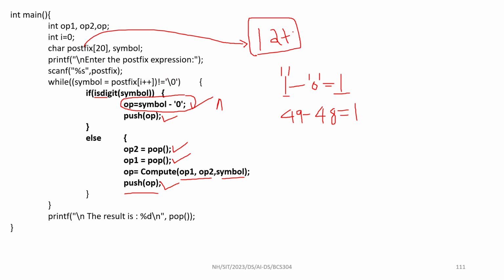When no more symbols arrive, like in this case, after 1 2 plus no more symbol is available, we have to stop, pop the last symbol and print. In this case, 3 will be printed. So this is the lab program that you can try. Thank you.